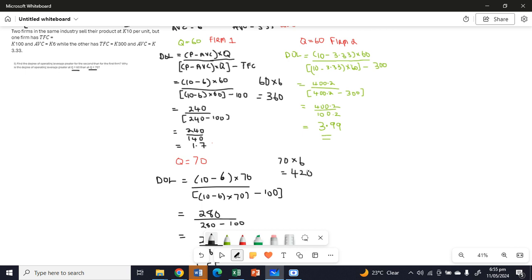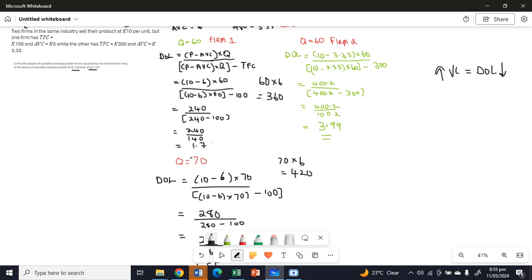So here, what you're supposed to remember, colleagues, is the degree of operating leverage and the variable costs have an inverse relationship. So when your variable costs go up, the degree of operating leverage is going to go down. Here it's just gone down by a small amount, but if you keep on increasing the quantity, you see the degree of operating leverage getting smaller and smaller.